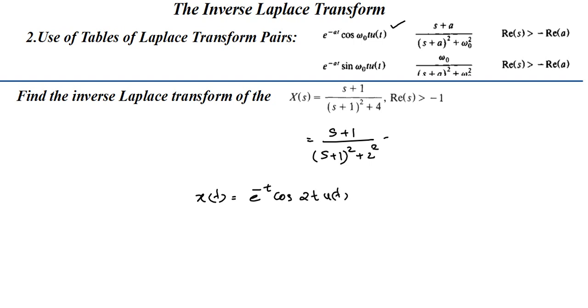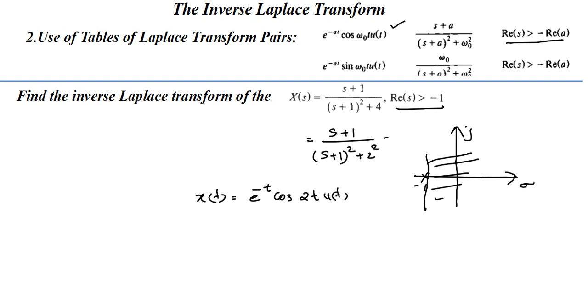Again, it's a causal signal because the ROC is sigma greater than minus 1. So this is the point minus 1 and sigma greater than minus 1. This is the j omega axis and this is the ROC, indicating that this is a causal signal because the ROC lies towards the right of the pole. Okay. So next question.